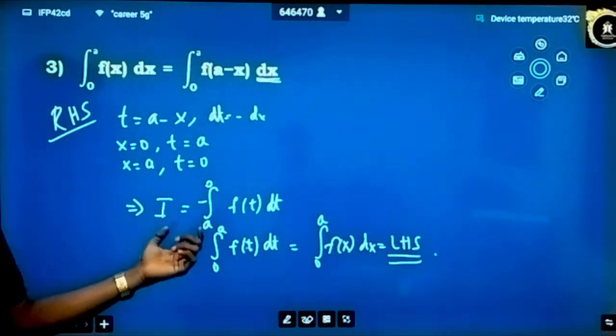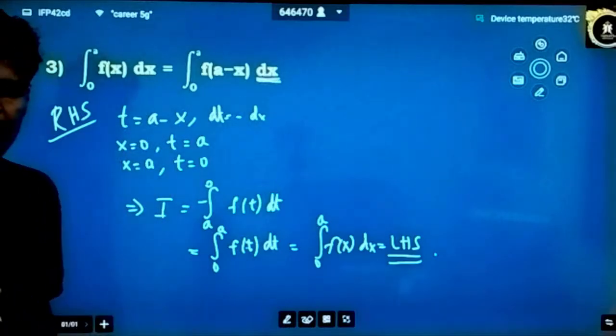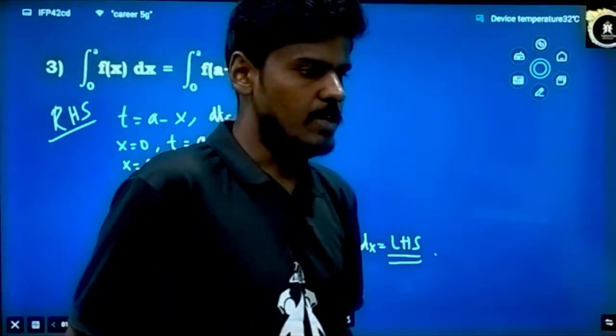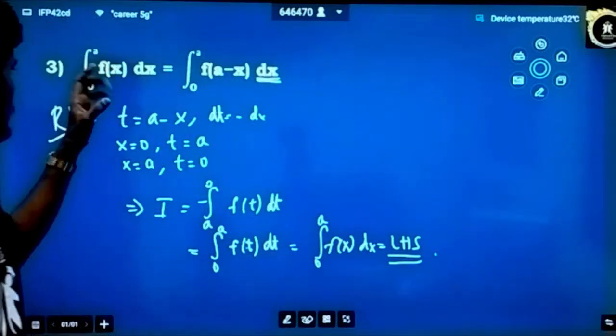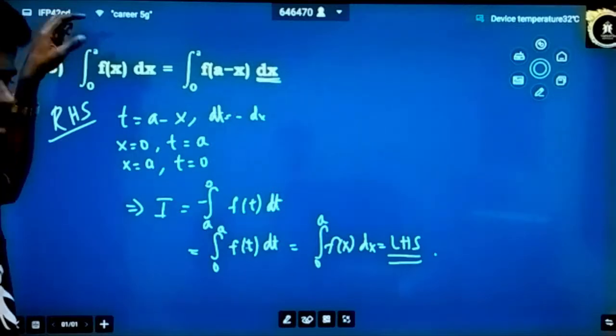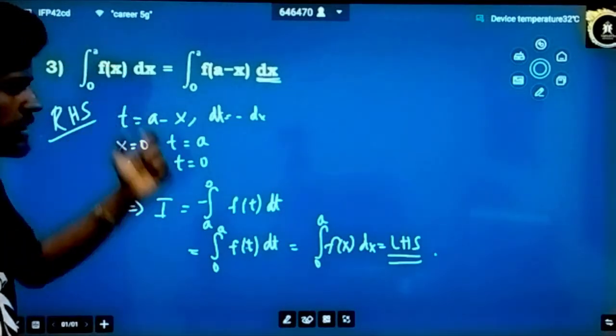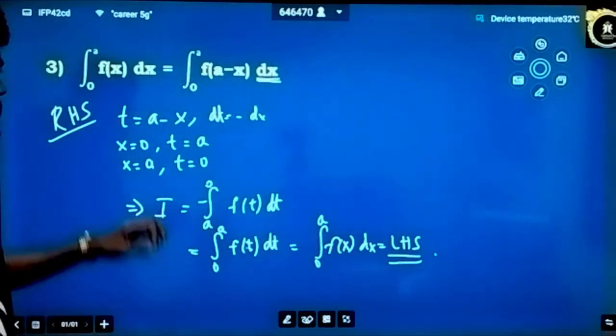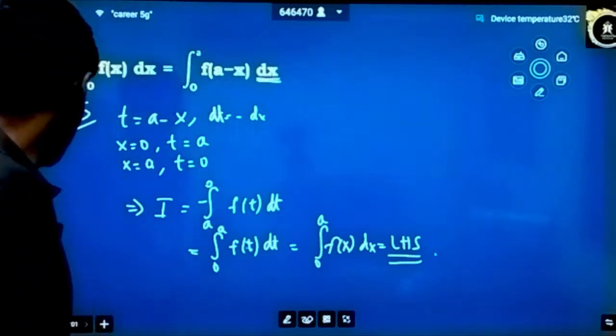When we simplify this integral, we will get the left hand side automatically. That is it. So what this property means is, in place of whatever limit is there, add these two values minus x. That is this property. Okay, now let's see the proof.